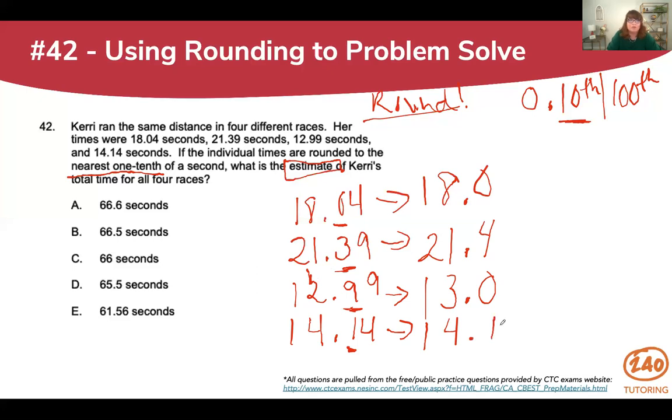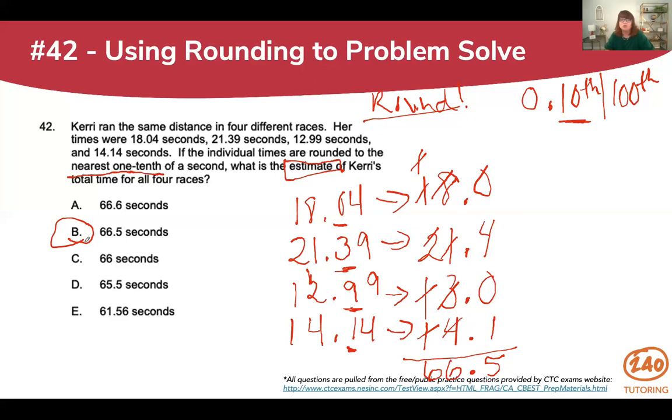And it says, what is the best estimate for the total time of all 4 races? Now we just add these up. Bring that decimal straight down and add. 4 and 1 is 5. I have 4 and 3 is 7, plus 1 is 8. 8 and 8 is 16. I hope you see how I group those numbers there to make the math go a little bit faster. 2, 3, 4, 5, 6. So we get 66.5. The correct answer is B.